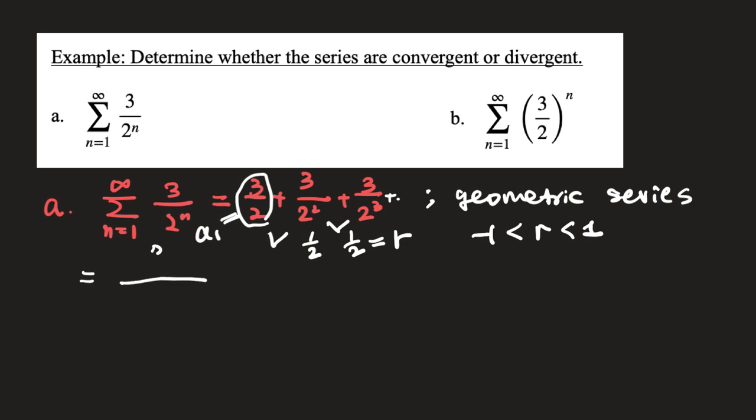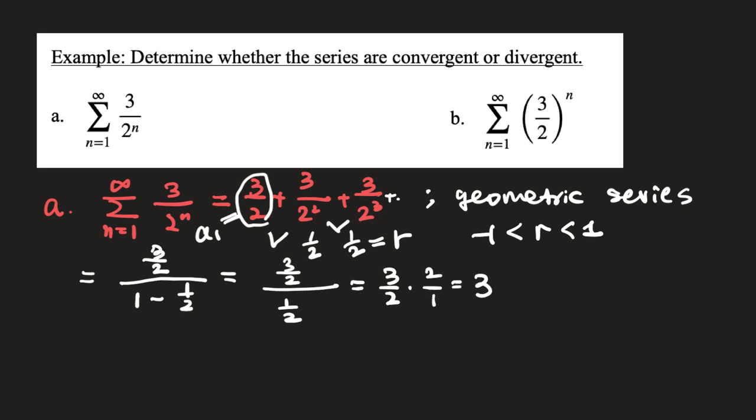The sum is going to be the first term, 3 over 2, over 1 minus 1.5. So this is 3 over 2 over 1.5. This one is 3 over 2 times 2 over 1. That sum is going to be 3. So we find the sum of a geometric series right here. This is a 3. Okay, let's go to the next one.